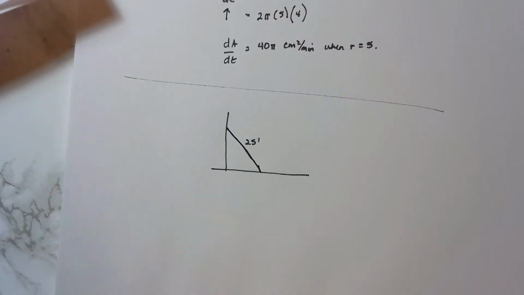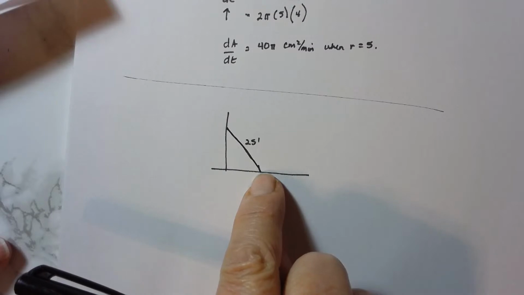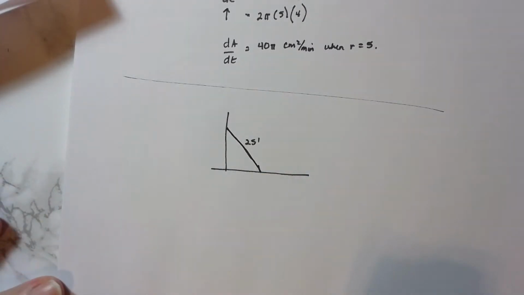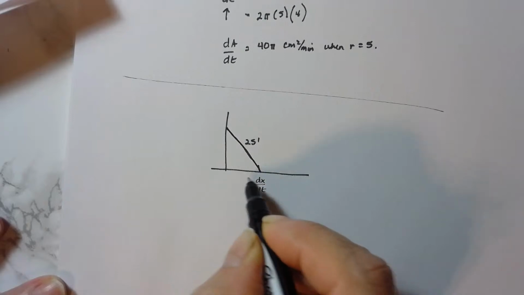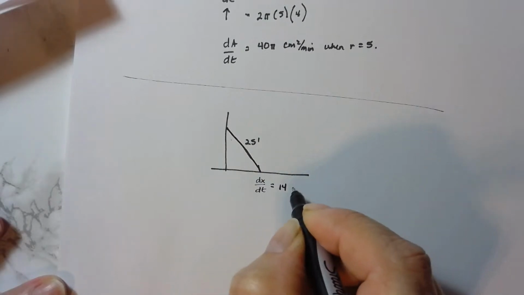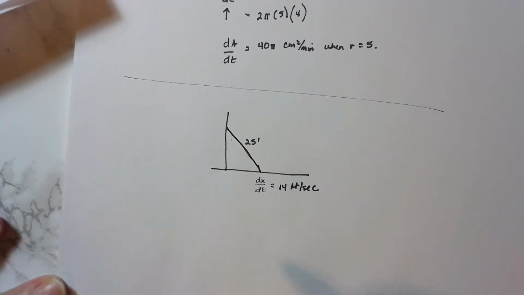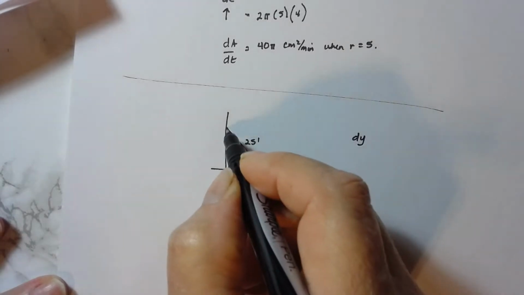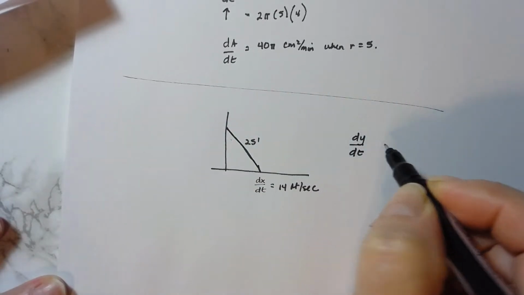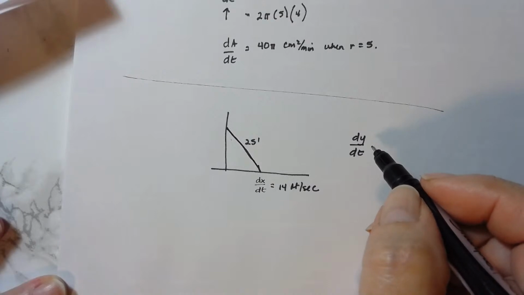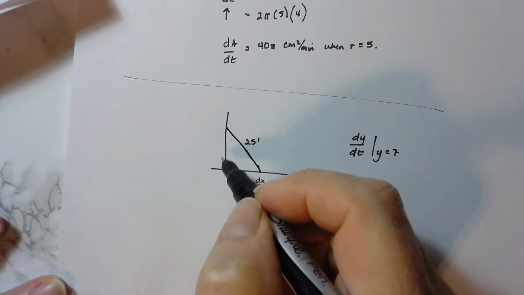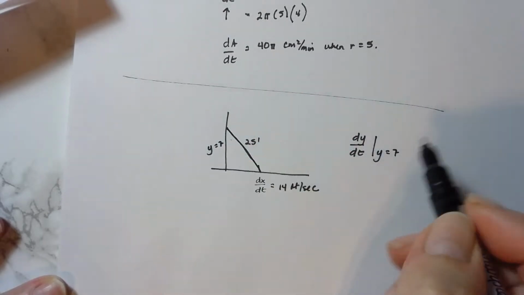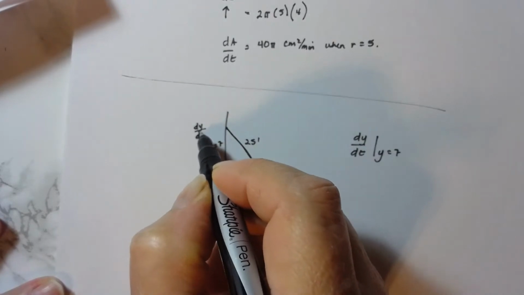If the foot of the ladder is being pulled away from the wall, so somebody's grabbing the foot of the ladder and pulling it away, at a rate of 14 feet per second. So this is the x direction, so I'm going to say dx/dt, right? The rate of change of x with respect to time is equal to 14 feet per second. So I'm making my picture and I'm labeling it. At what rate is the top of the ladder, which would be the y value, dy/dt, moving down the wall when it is 7 feet above the ground? This is the y direction, so y is equal to 7. We're looking for dy/dt, the rate at which the top is falling.